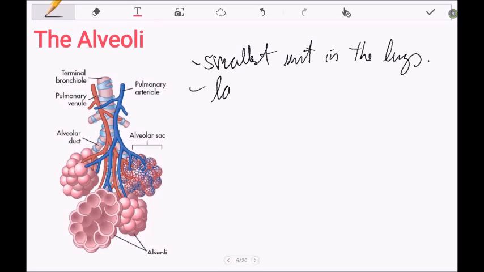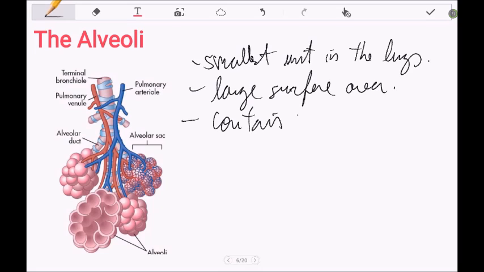They have a large surface area. They contain macrophages to devour any bacteria. Remember our first line of defense, right? And there are two types of alveolar cells.